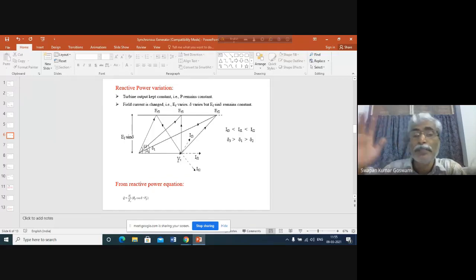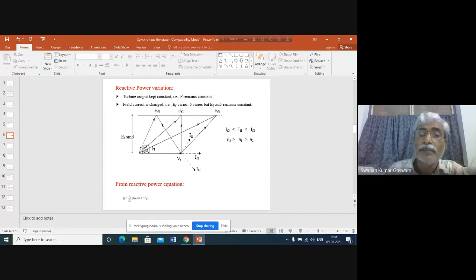So if you increase the field current, increasing the field current means field flux is also increasing. So what will happen to the induced EMF? That will increase. So the field current is increasing, and this component remains the same. Then obviously the delta value will decrease compared to the previous value of the field current. If you decrease the field current, obviously induced EMF will decrease. But since EF sine delta is kept constant, because of the reduction in field current, you see that delta value will increase.